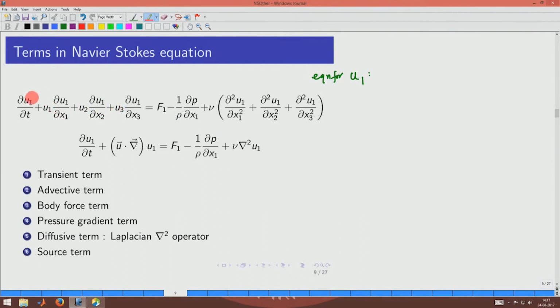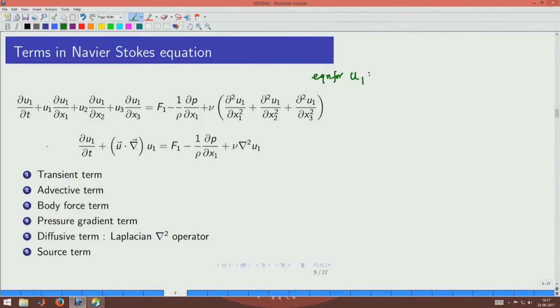Okay. And if you write the u2 equation, then this will become the F2 component of the body force, and this will become the derivative with respect to x2, which is the pressure gradient in the second direction, and so on. So, you can extend this equation to the other two components. Essentially we have the Navier Stokes equation ready for all three components. For one component we have written it. So, let us look at the terms.